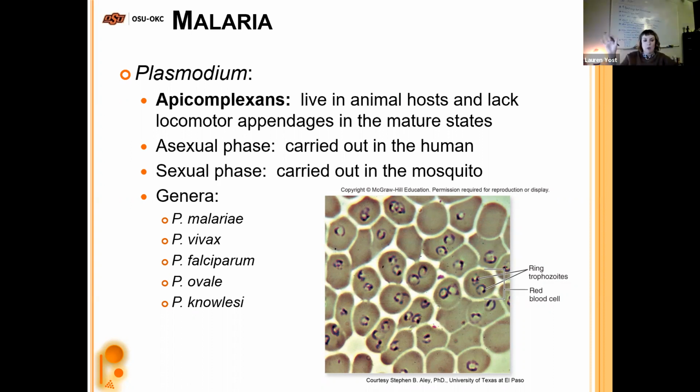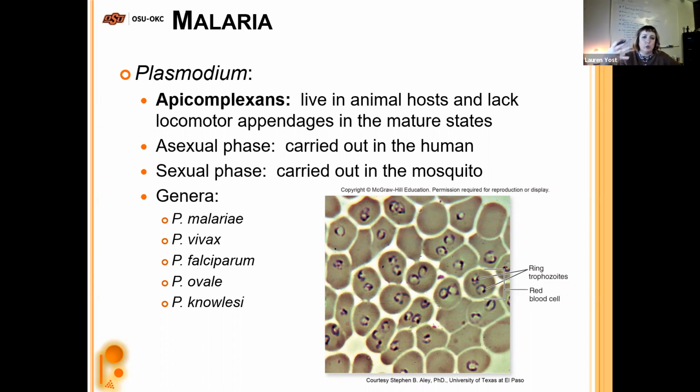They live in animal hosts. They lack locomotor organelles. The reservoir would be in animal hosts, and then the actual mosquitoes are what would be transmitting it. We have an asexual phase. That is what the life cycle is within the human. And then the sexual phase is what is going to occur in the actual mosquito itself.